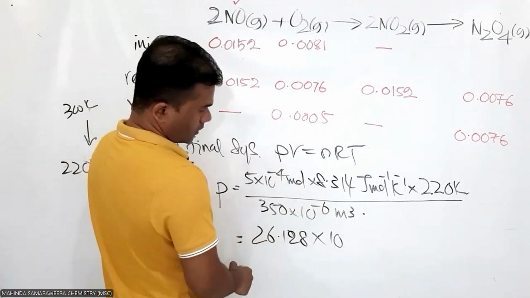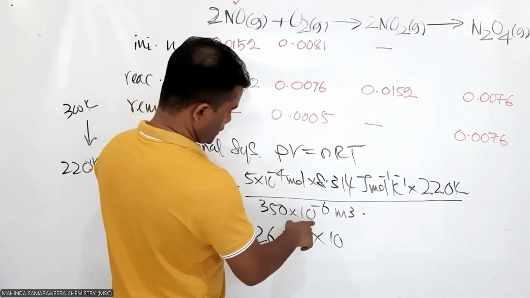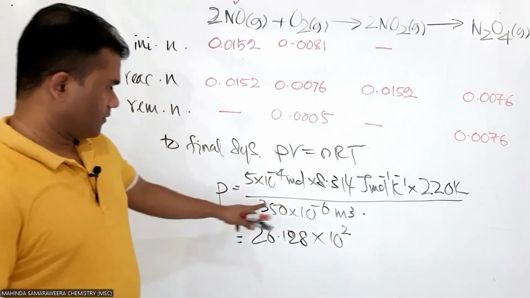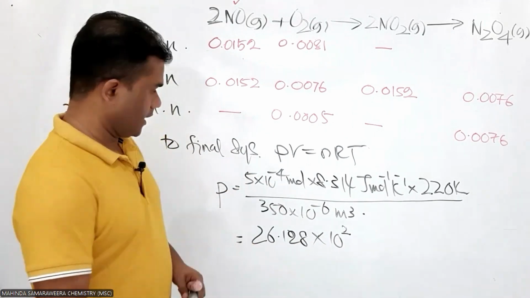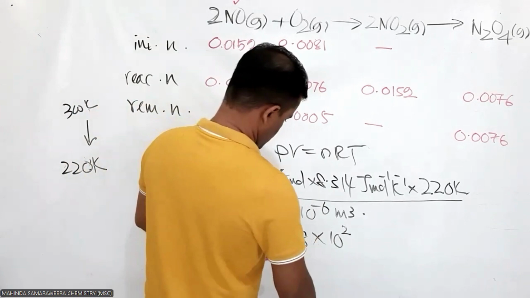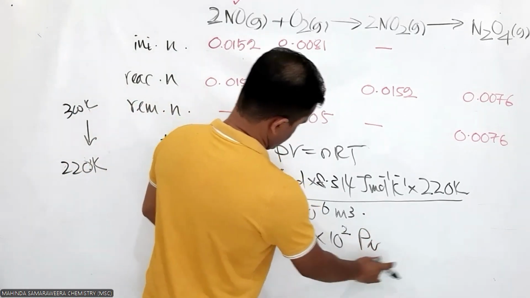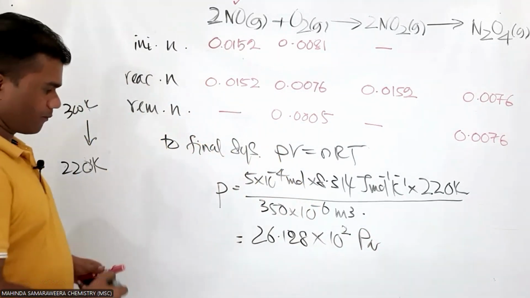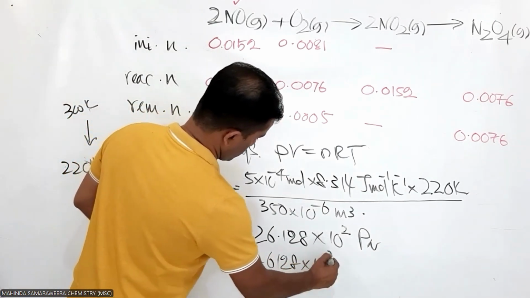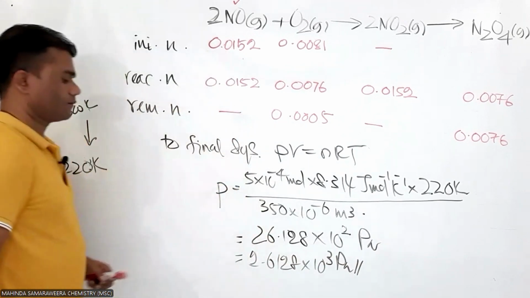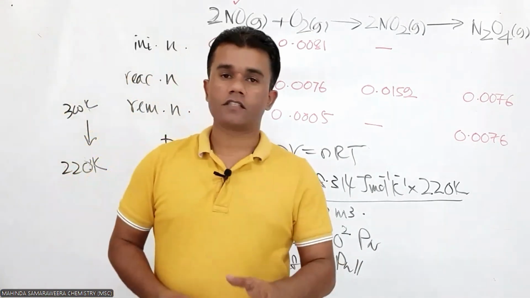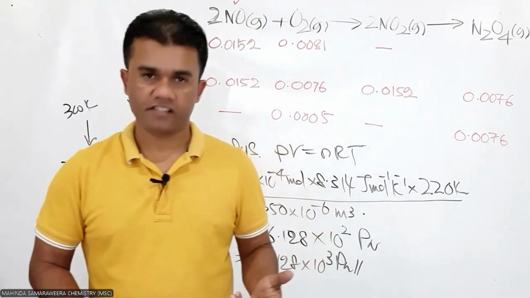The 10 to the power of minus 4 cancels out, and 10 to the power of minus 2 becomes plus 2. Once you simplify these things, you get 26.128. The unit should be Pascal or Newton per square meter, the SI unit. In other words, you can say it's 2.6128 × 10^3 Pascal. This is the answer for the final pressure of the system.